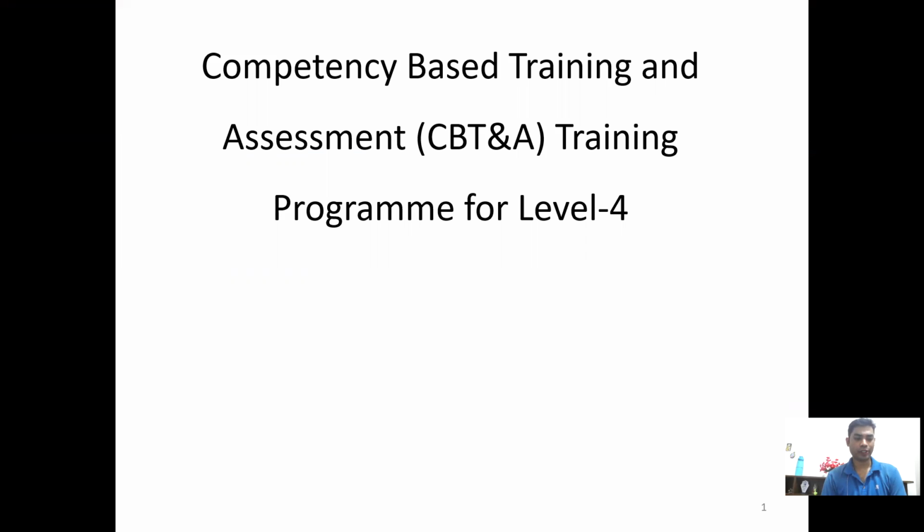This is Taposh Kumar, a certified trainer and assistant professor of Technical Research Training College, Dhaka. This is the CBT&A training program for level 4.